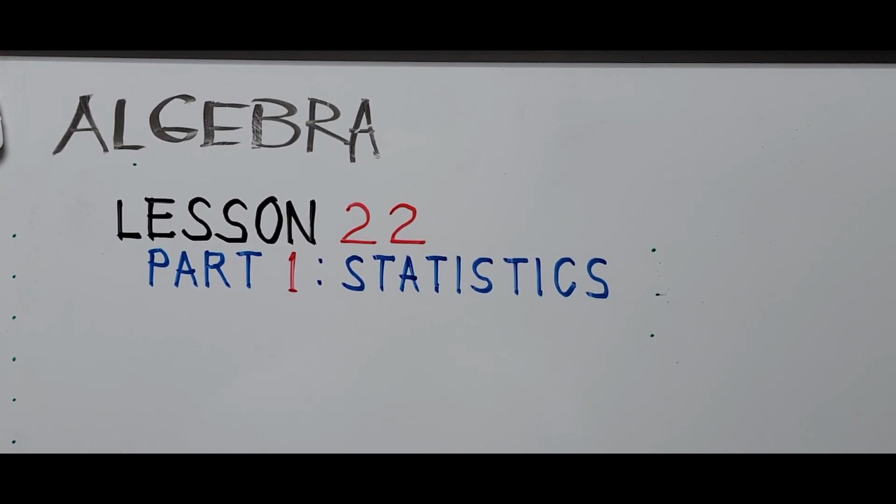We are now on lesson 22, statistics and probability. Lesson 22 is being split. Part 1 is statistics, and part 2 will be probability. So now in part 1, we concentrate on statistics.